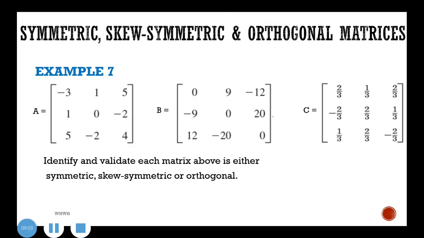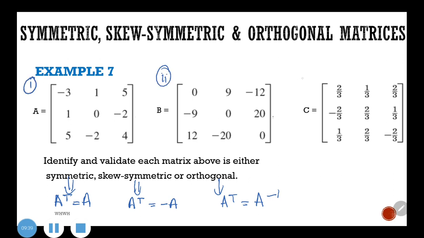Okay, so now this example 7, let's try to identify and validate each matrix here. Either is symmetric. Kalau symmetric, sekiranya A transpose itu equals to A, right? If it is skew symmetric, maknanya A transpose is equals to minus A. Orthogonal, maknanya A transpose is equals to A inverse. Alright, so let's try for the first matrix here. Ini saya buat sebagai first, yang ni second, yang ni third.